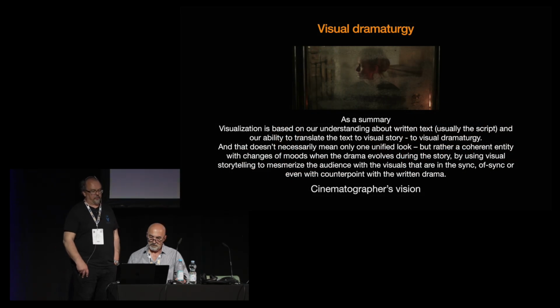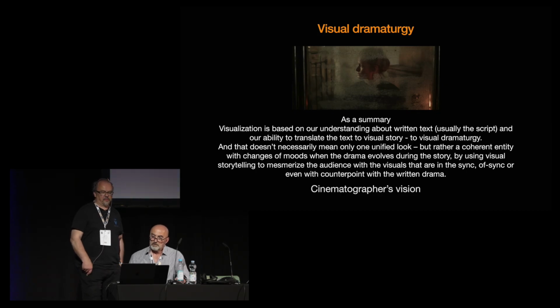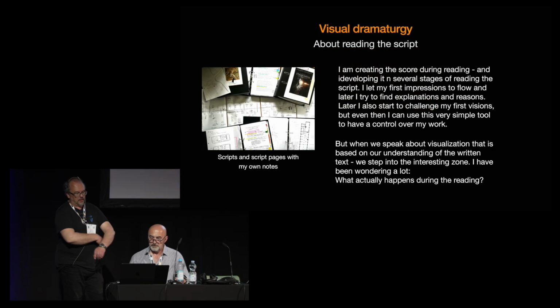So as a summary from all previous, visualization is based on our understanding of the written text, using the script, and our ability to translate the text to the visual story, of course, to the visual dramaturgy. And that doesn't necessarily mean one unified look, but rather a coherent entity with changes of moods when the drama evolves during the story, by using visual storytelling to mesmerize the audience.